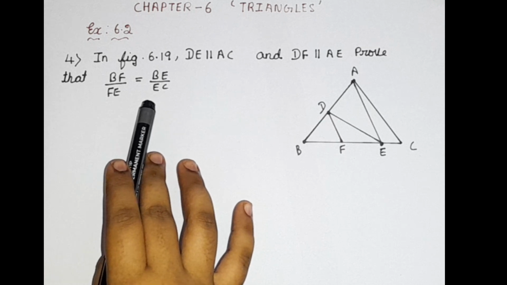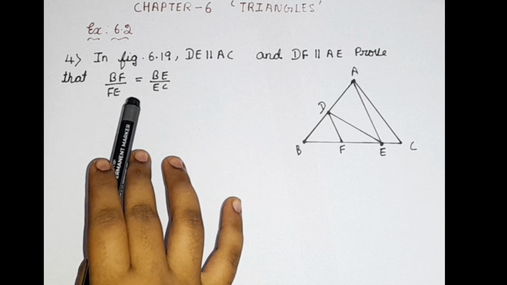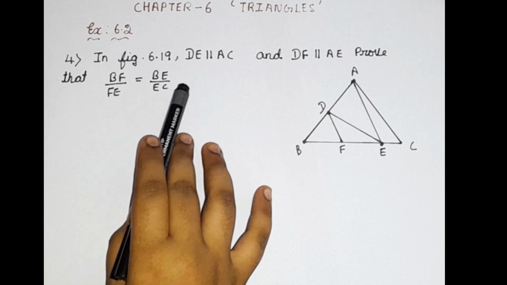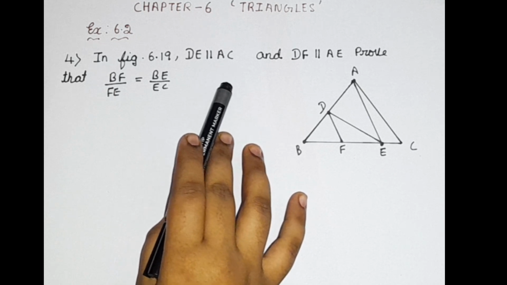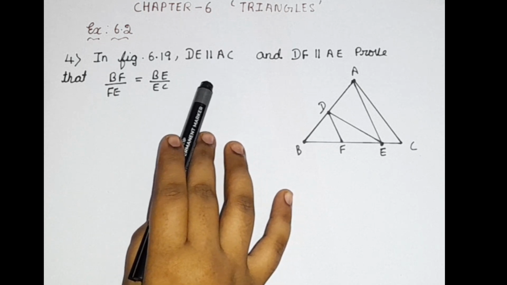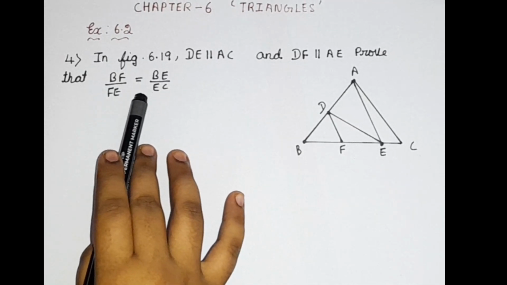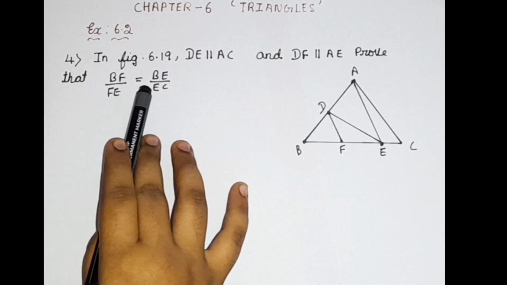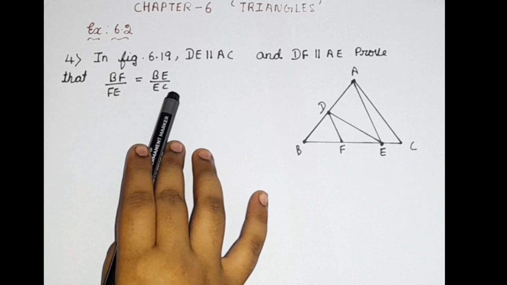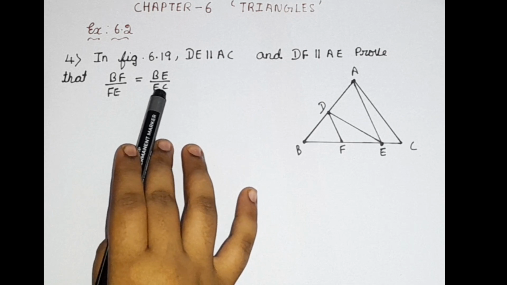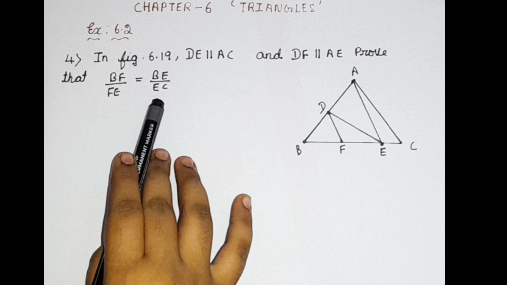If you didn't understand it properly, you can watch this video again. The simple one is, if they give something is parallel to something else, then we are supposed to use Thales theorem. Another trick is if they give something to prove, like this one is equal to this one, then also we are supposed to use Thales theorem. Alright, now let's come back to the question.